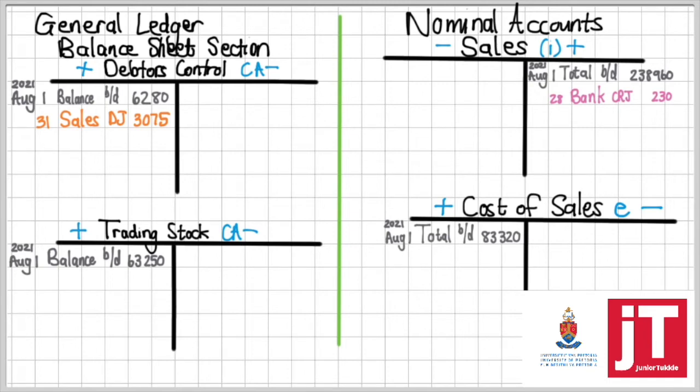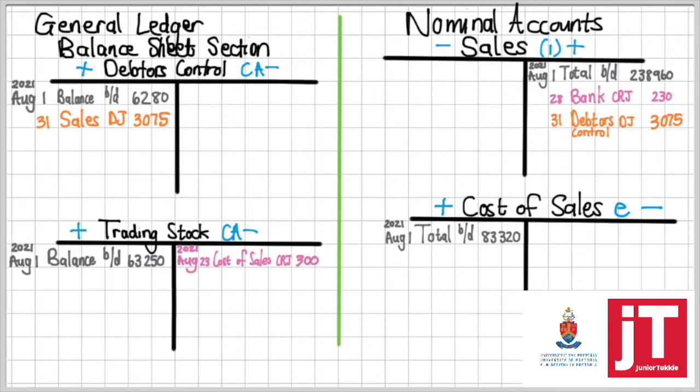So plusing the debt, sales debtors journal 3,075. Then the sales account, on the 28th there was a cash sales transaction that we have to record first, of 230 rand, and then remember the one that links to the credit sales will be the debtors journal 3,075.